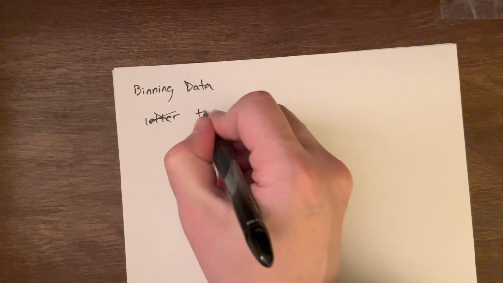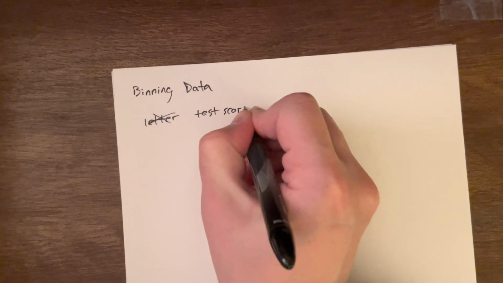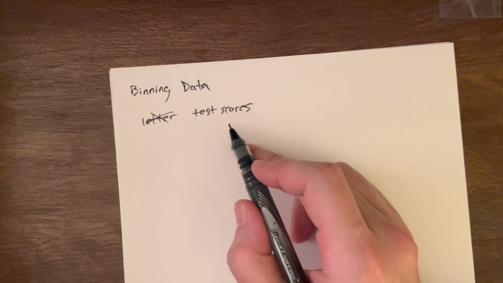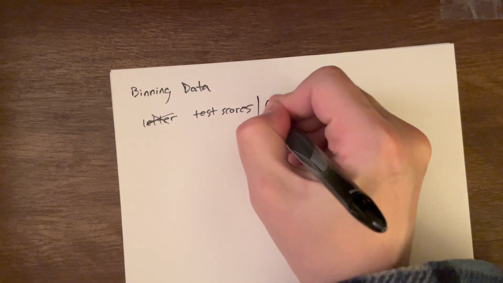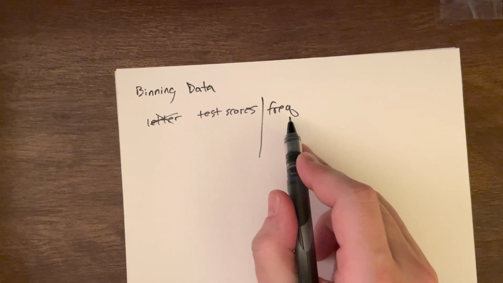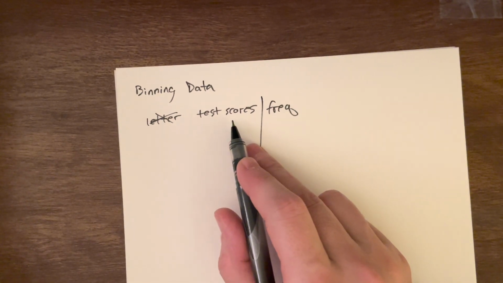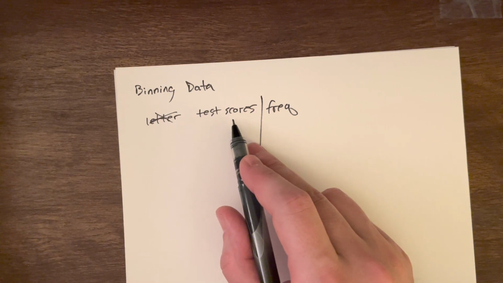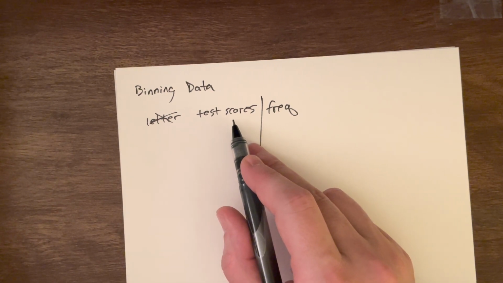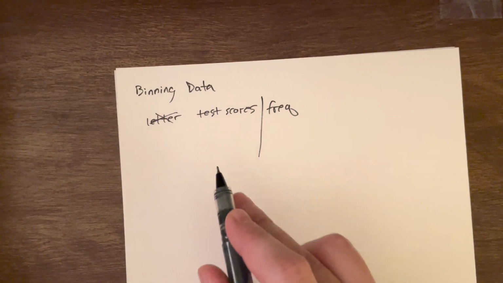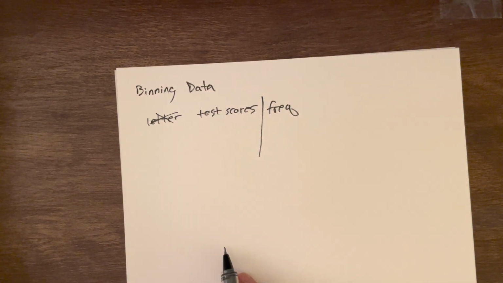But now we look at test scores. Let's assume our test is out of 100, and we're already getting ready for a frequency table: test scores versus frequency. But if my test is out of 100, and I want to list all my categories, I would literally have to list every single test score: 100, 99, 98, 97, 96, 95, 94, 93, 92, 91. And that would be ridiculous.